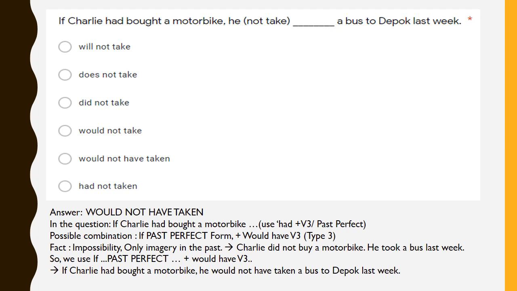So the fact is an impossibility. It's only imagery in the past, because the real situation is Charlie did not buy a motorbike. He took a bus last week. So again, remember, if we are talking about a past situation, we use if past perfect combined with would have verb 3. So the sentence should be: if Charlie had bought a motorbike, he would not have taken a bus to Depok last week.